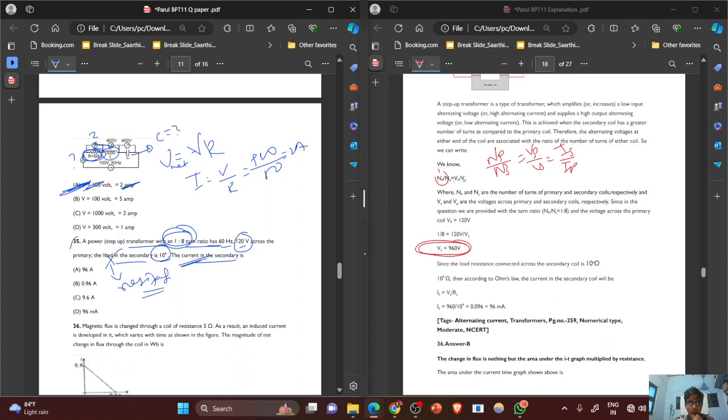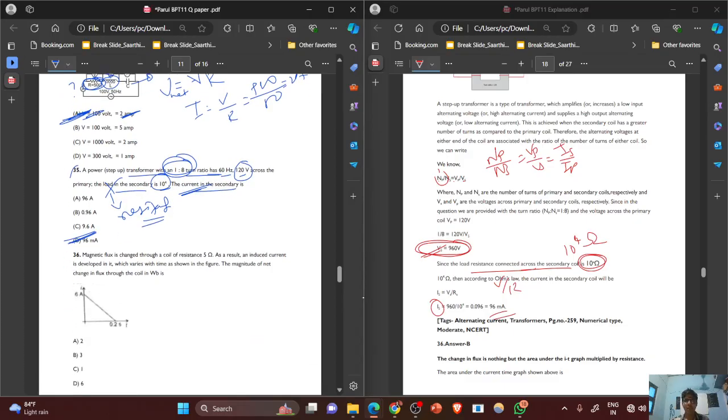There is a mistake in the question. Read it properly. Load resistance is given as 10 to the power 4 ohm. So we know the load resistance in the secondary, so we can calculate the current in the secondary, that is V upon R. Here it will be 96 milliampere. B is your correct option.